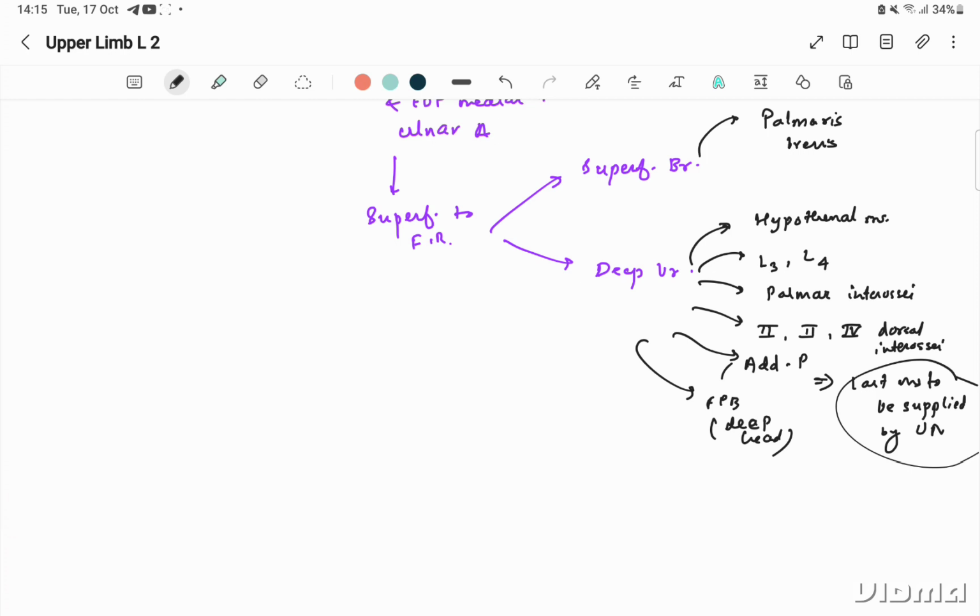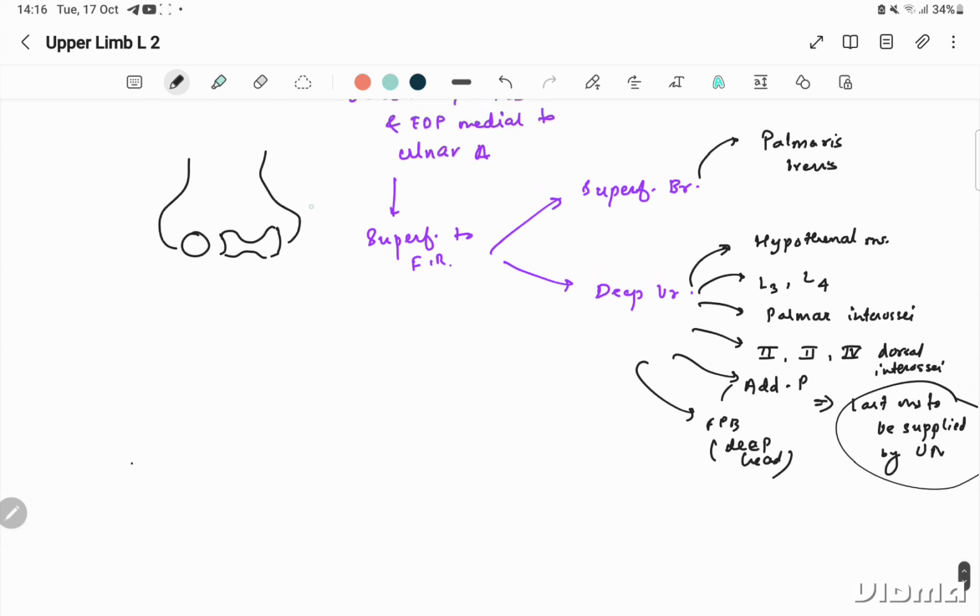Okay. And this is the whole course of this nerve. If you want me to draw the course also, you can draw it. Let's say this is your humerus. This is the medial epicondyle, this is the lateral epicondyle. We draw the nerve in pink. So here it will pass deeply to the medial epicondyle, okay, and it will come down here like this.